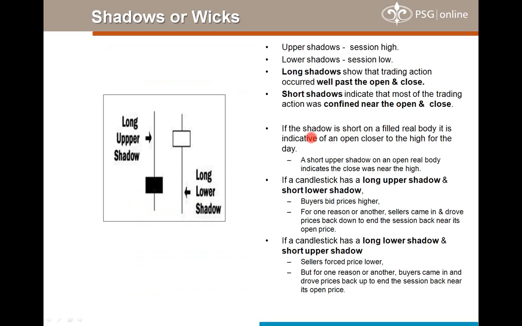Then we start talking about the shadows and the wicks. Okay, a long shadow like this here, an upper shadow and a long tail or lower shadow. Remember that's highlighting the range first of all, and obviously the session high and session lows. So long shadows show that the trading action went way past the open and close range. You can see that's where we opened and that's where we closed, but we went past those ranges. And same with this here. Short shadows, obviously, mean that we traded near the open and close, so there's not much activity.